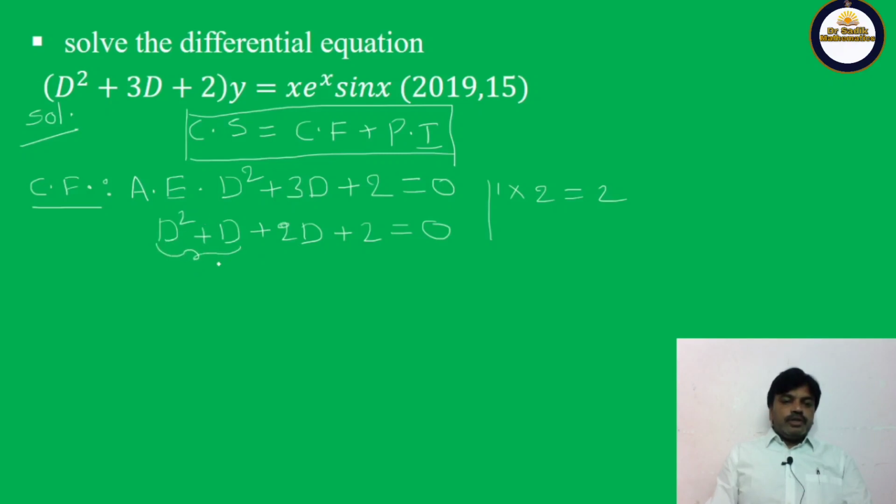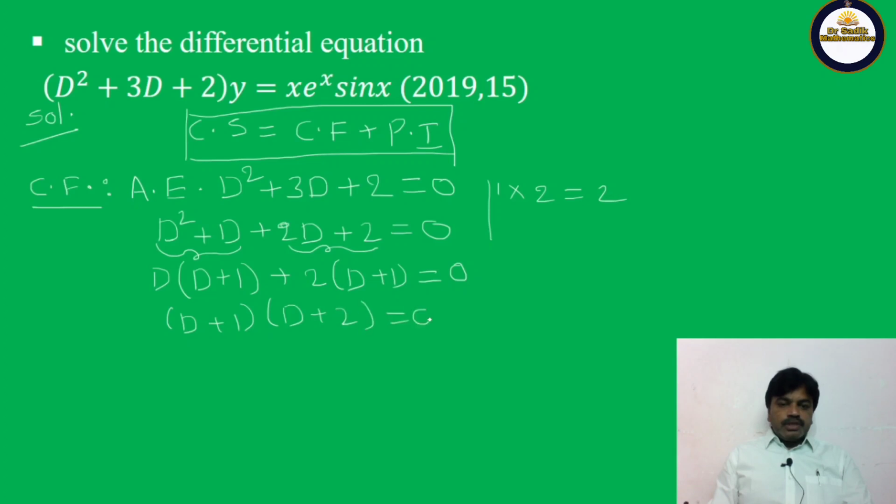From the first two terms, taking D common, we get D into (D plus 1), plus from the rest of the two terms taking 2 common, we get 2 into (D plus 1), equal to 0. Now taking D plus 1 common, we get (D plus 1)(D plus 2) equal to 0. Clearly, what are the roots here? D plus 1 equal to 0 gives minus 1, and D plus 2 equal to 0 gives minus 2. So the roots are minus 1 comma minus 2, distinct roots.